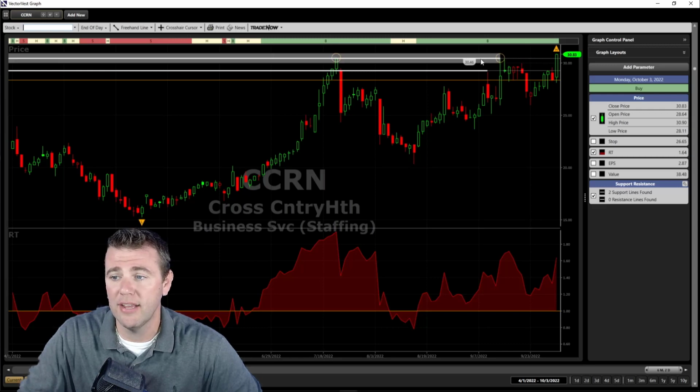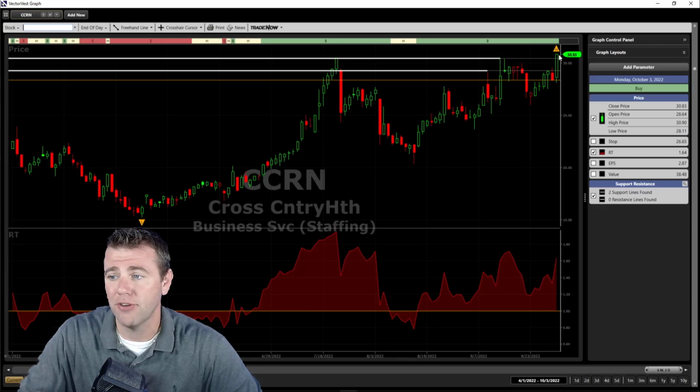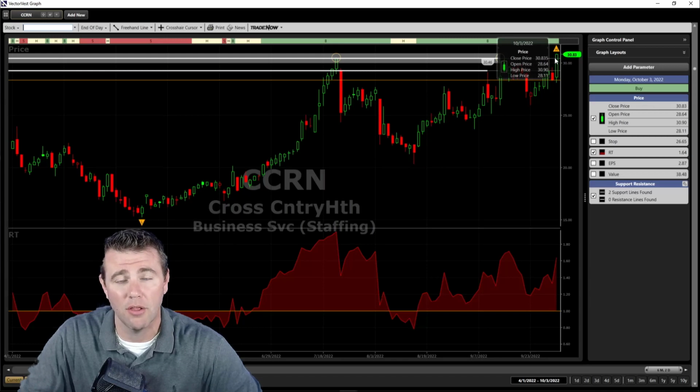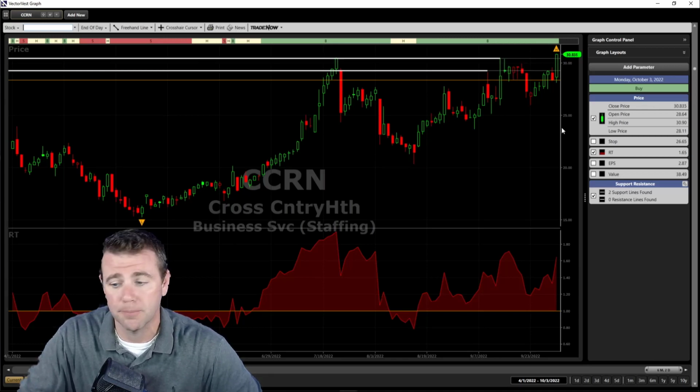So here we can see a new level of resistance at 30.46 on CCRN. Hit once, twice, and trying to break through on this third attempt as of today. So once again, wait for follow through. Could be a good opportunity, but as always, make sure the color guard is telling us it's okay to be buying before jumping into any of these stocks here.